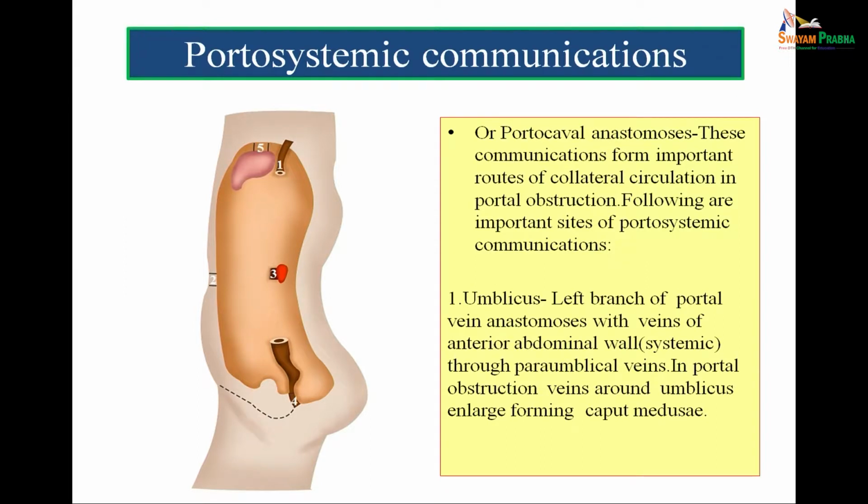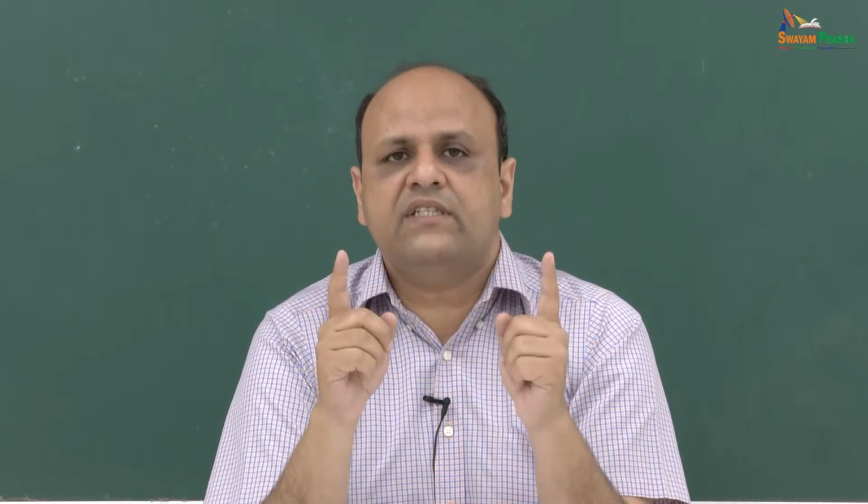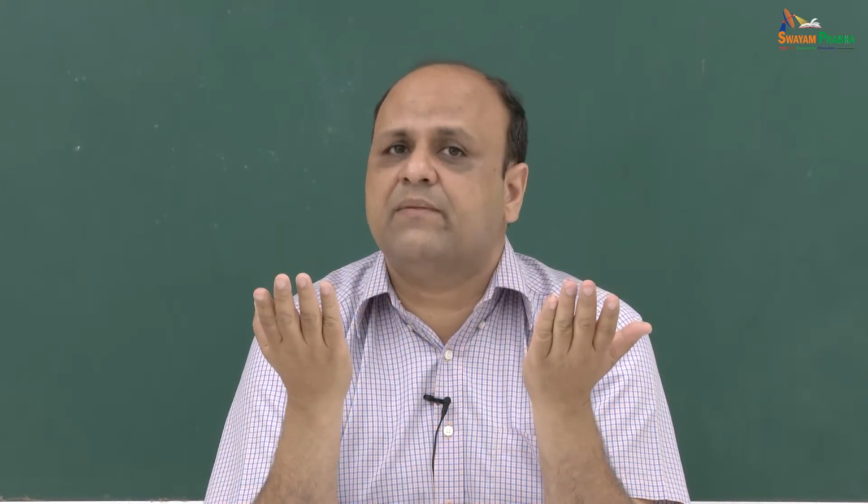So, now we come to the concept of portosystemic anastomosis. It is a concept which is very important to understand because this concept has clinical implications. That in our body there are some sites where the portal system is anastomosing with the systemic system. Now, there are two different systems, portal system and systemic system. Portal system refers to the portal vein. So, that means it is draining the abdominal part of the alimentary tract, gallbladder, pancreas and spleen.